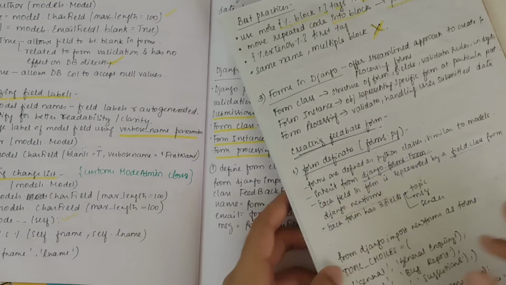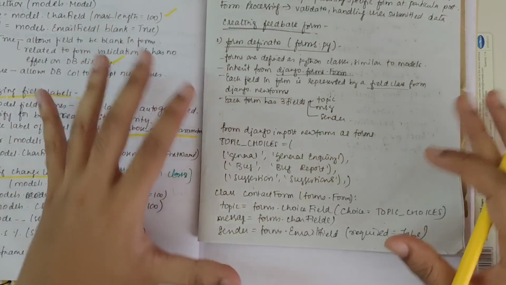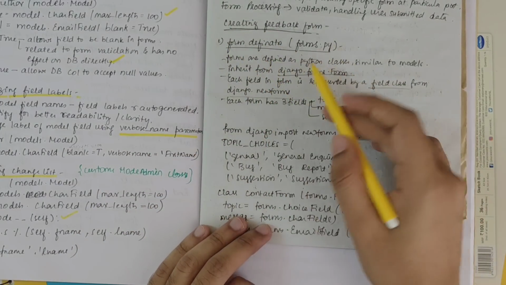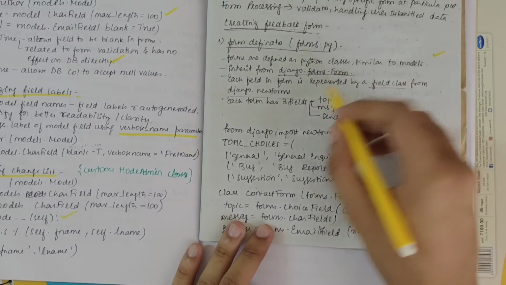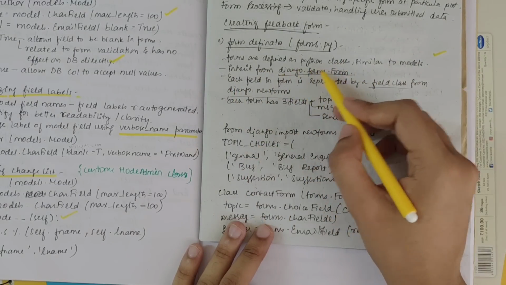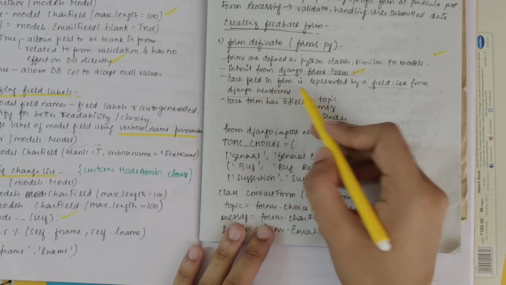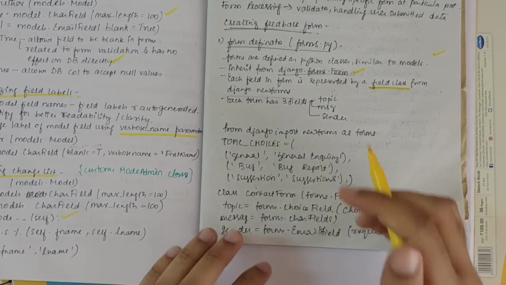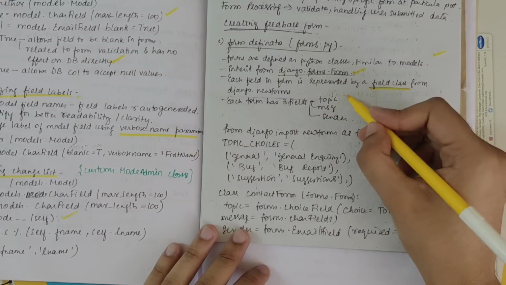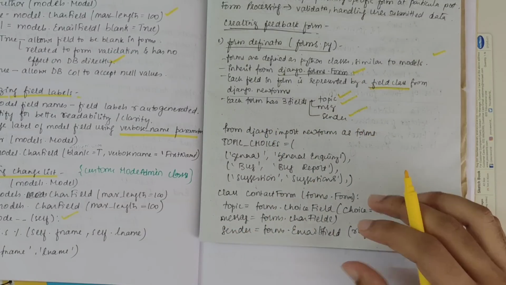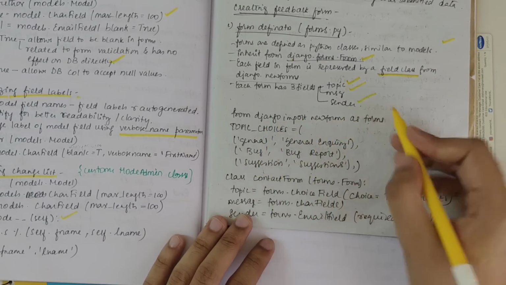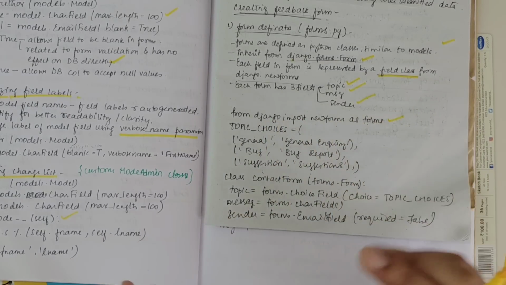The first one, which was explained in class, we'll look into that. So, form definition. In form definition, forms are defined as Python classes similar to models. They are inherited from django.forms.Form. Each field in the form is represented by a field class from django.newforms. Each form has three fields: topic, message, and sender. Looking at an example here: from django import newforms as forms. So we are importing newforms here.